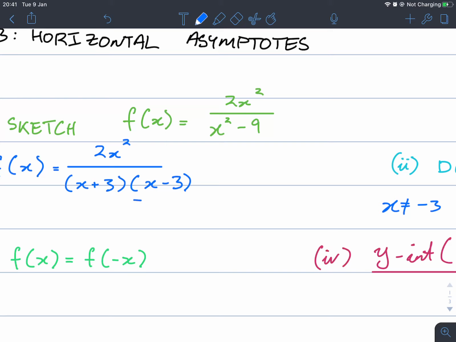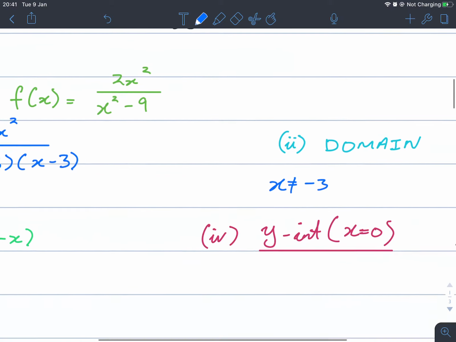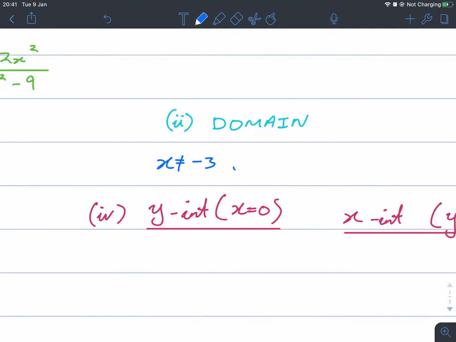Similarly here, if we have a positive 3 here, minus 3, this group will be 0, leading us to having a 0 denominator. So likewise, x cannot equal positive 3. So our domain is all real x, but x cannot equal positive or minus 3. Okay, moving right along.